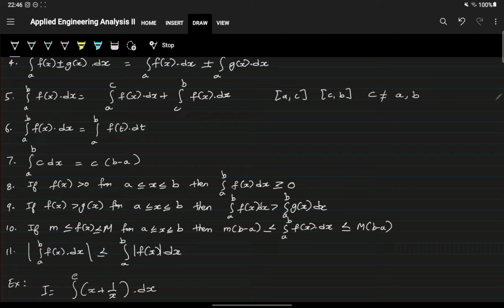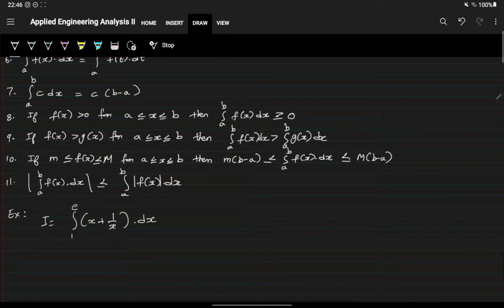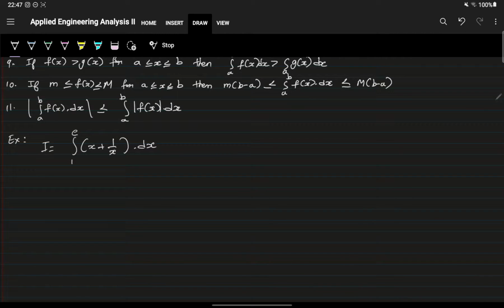And the last one would be: the modulus of the integral of a function between a and b will be less than or equal to the integral of the modulus of the function between the limits of a and b. Let us take an example of a definite integral problem.